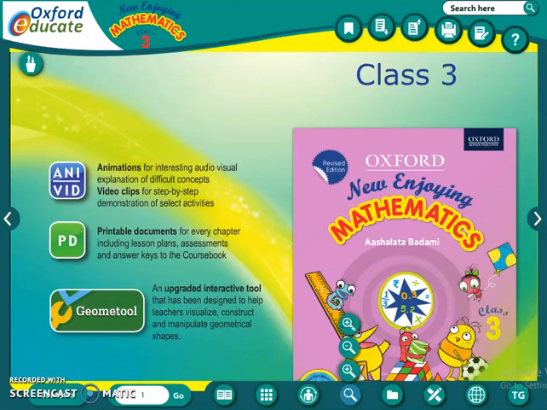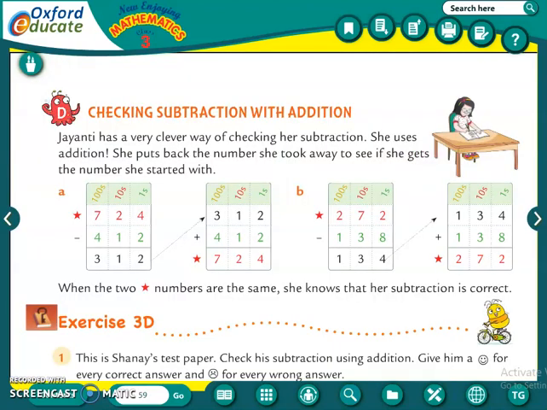Now we are doing maths. In maths, we are doing chapter number 3, subtraction. In the last period, we had seen subtraction with zeros and ones. With the numbers 0 and 1, how can we do subtraction? That we had seen in the last period, and we had completed exercise 3C. Now we are going to do checking subtraction with addition, page number 59.